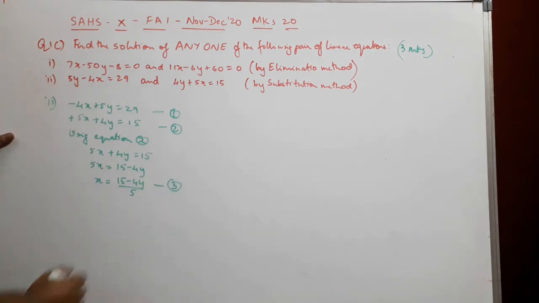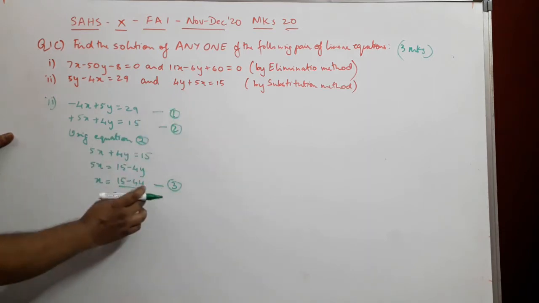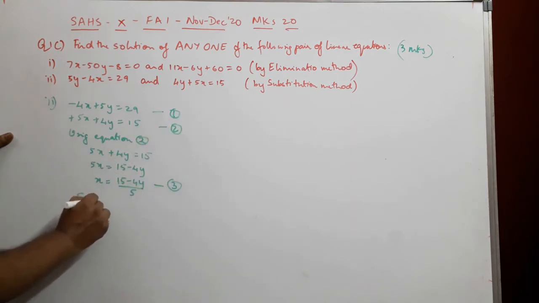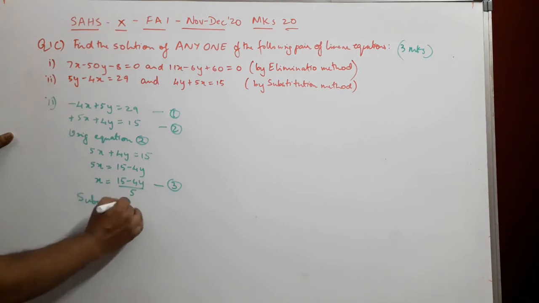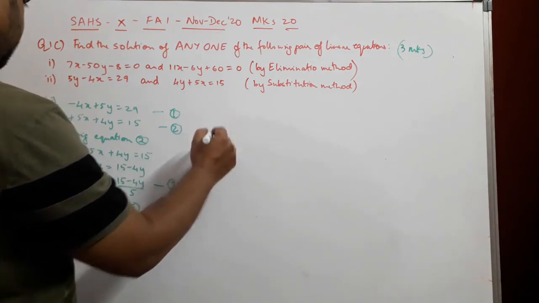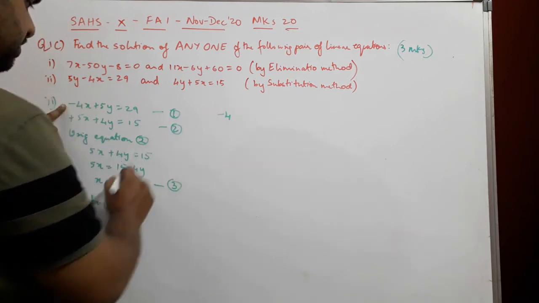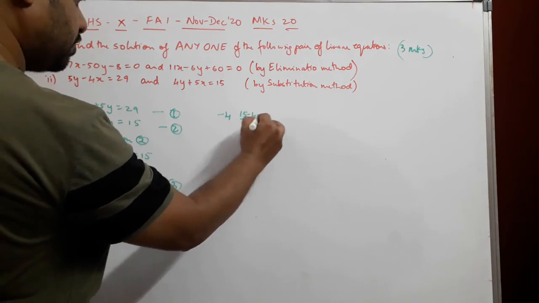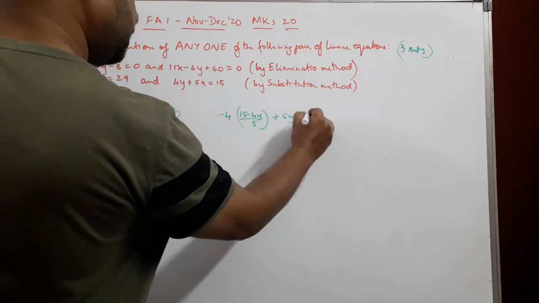Our next job is to substitute equation 3 in equation 1, because this we have derived from equation 2, we can't put it back into that. So we substitute 3 in 1. So what we will get? Let's see. So equation 1 is here. So minus 4, in place of x we put this whole value, that is 15 minus 4y upon 5, plus 5y equal to 29.